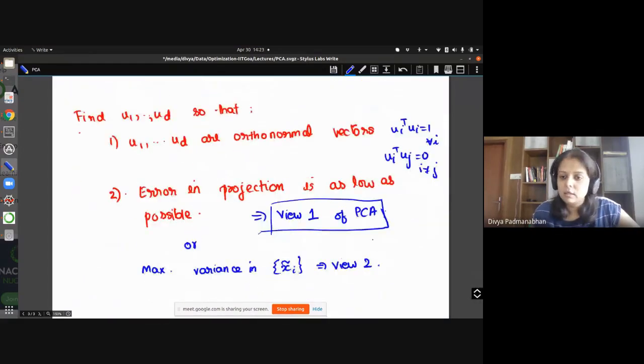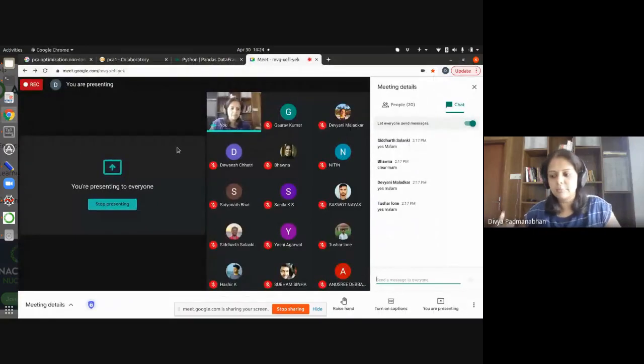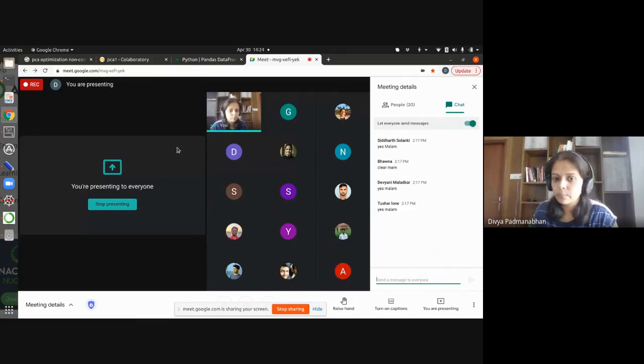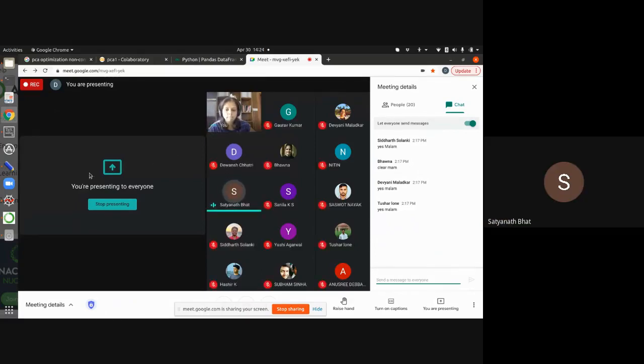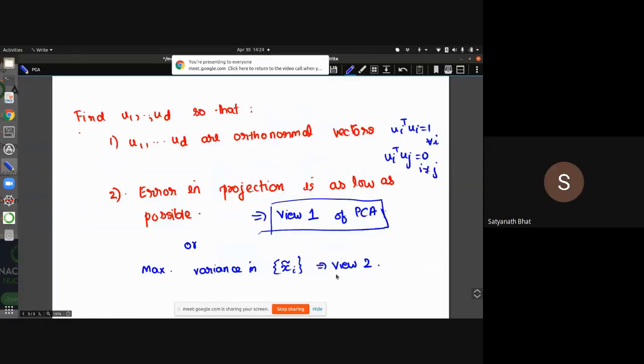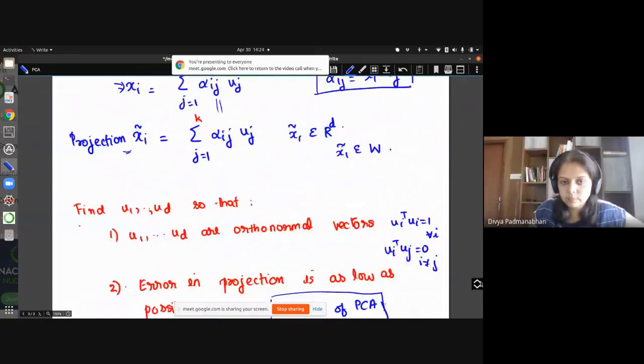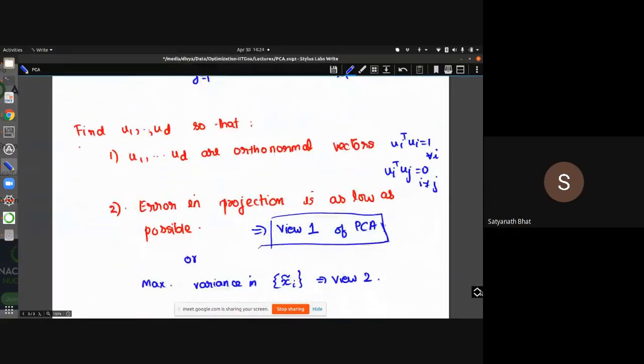Are there any questions till here? Shall I proceed with the formulation? There is one clarification. For every x which was x1 to xd, now you are going to have alpha 11 to alpha 1d.